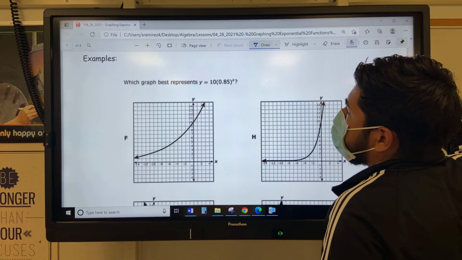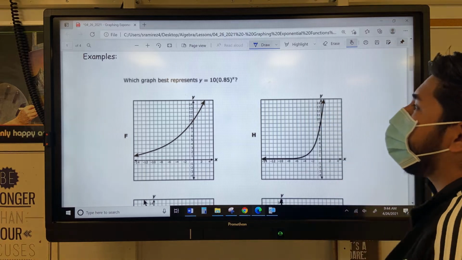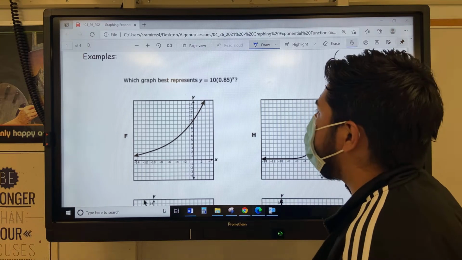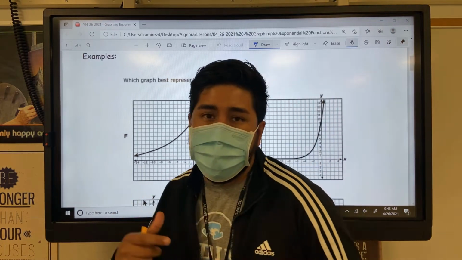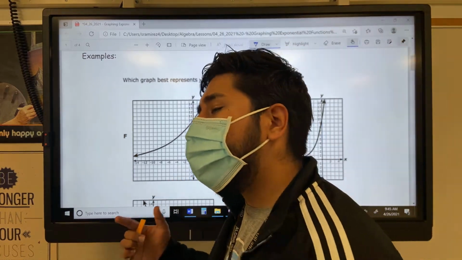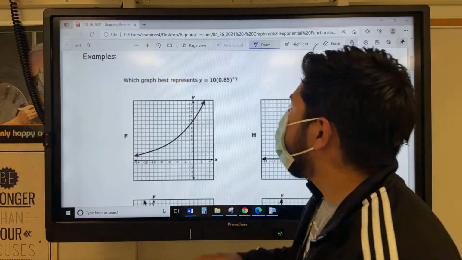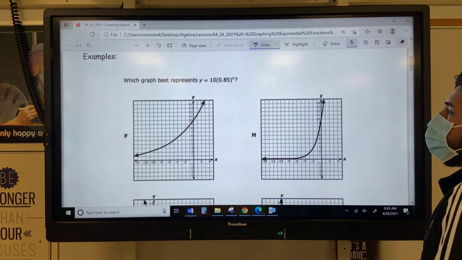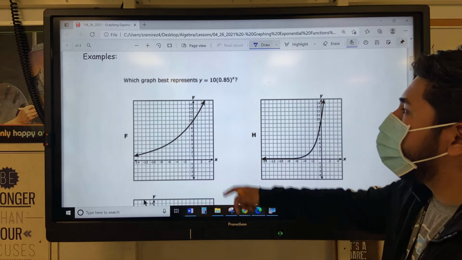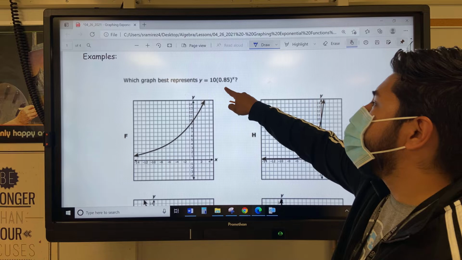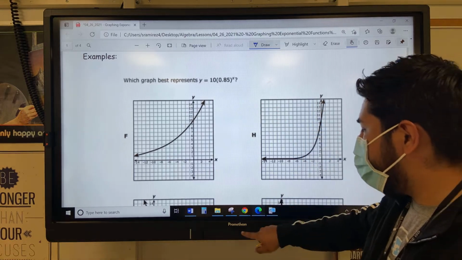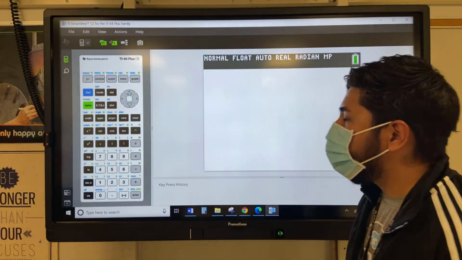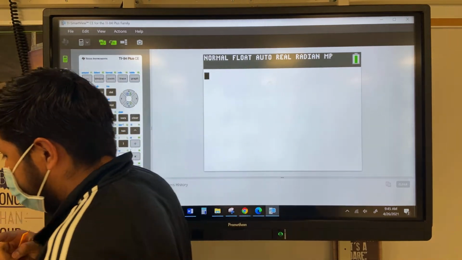Couple examples. So right here we have a graphing question. Which graph best represents this? We could always do this by hand, ladies and gentlemen. Don't get me wrong. We could always do this by hand. But we're going to make sure we can graph it on the calculator. So let's remember this. Y equals 10 times 0.8 to the power of x. Got my handy dandy calculator. How do I put this in?